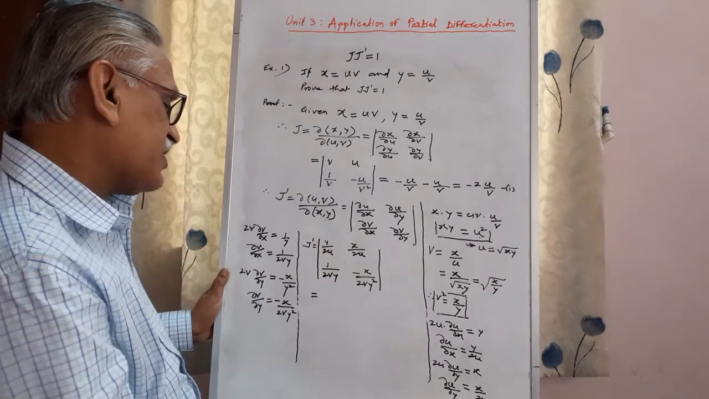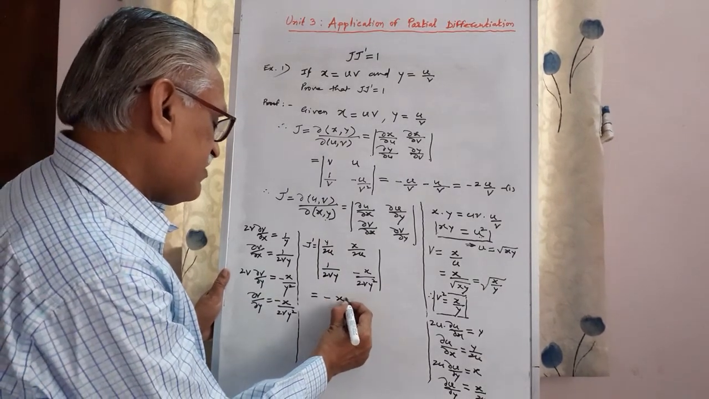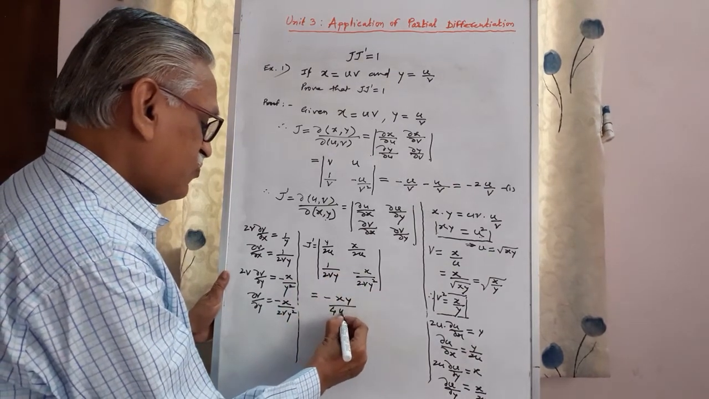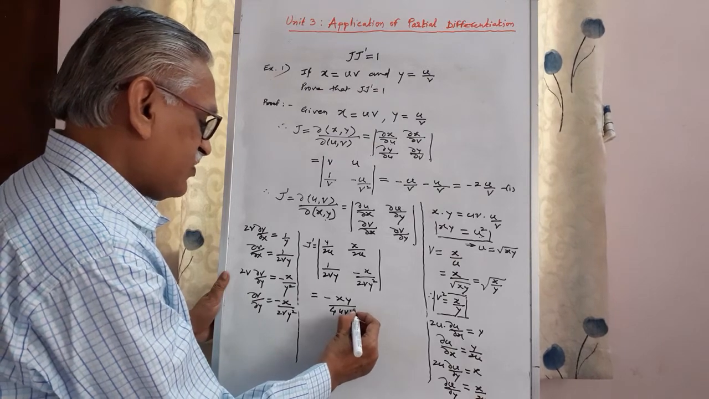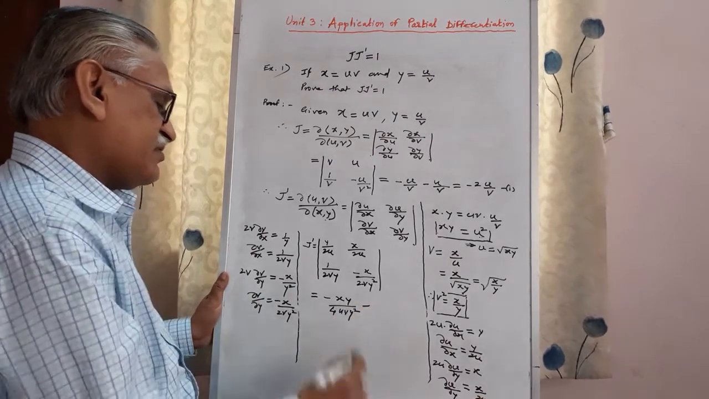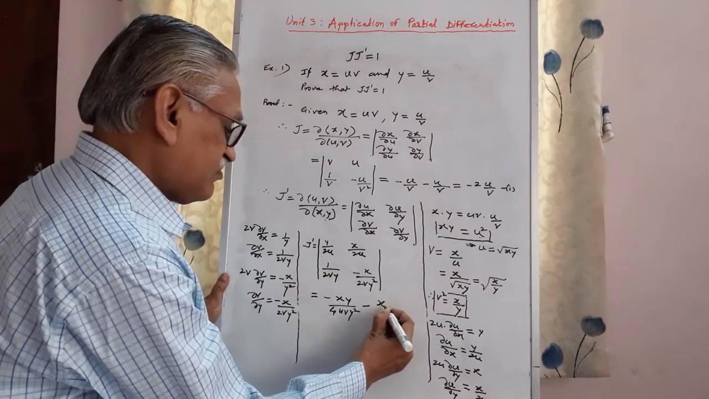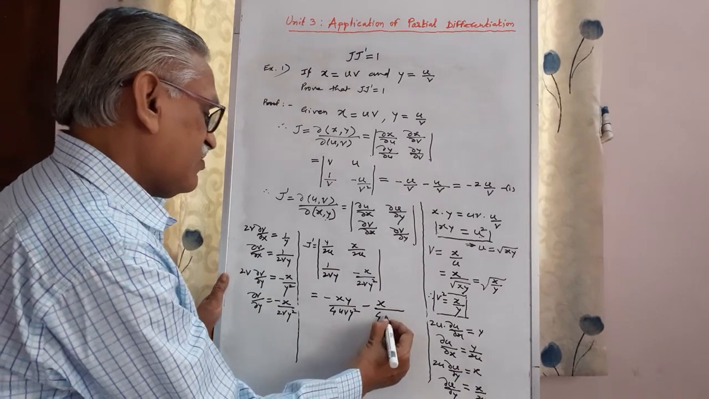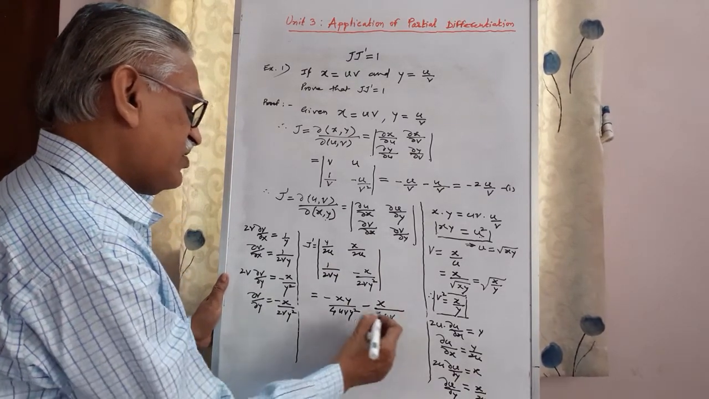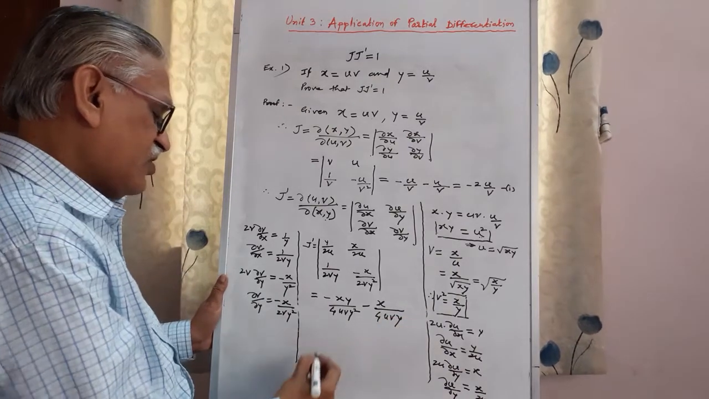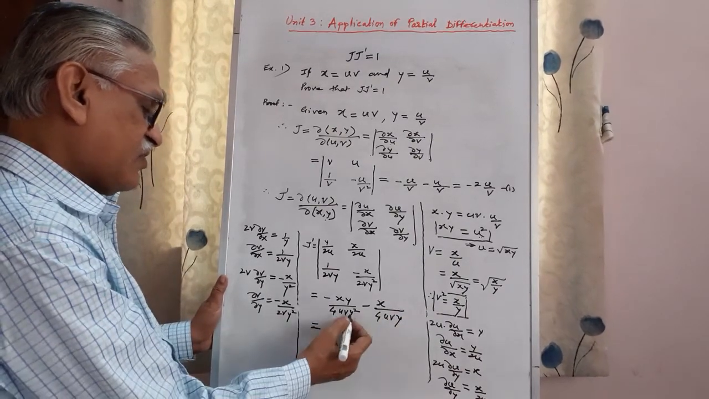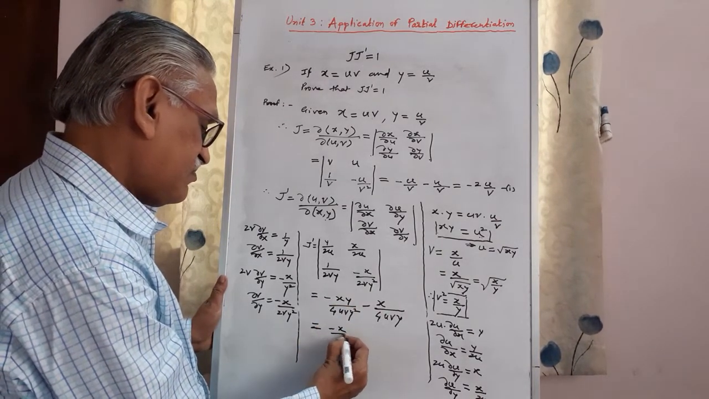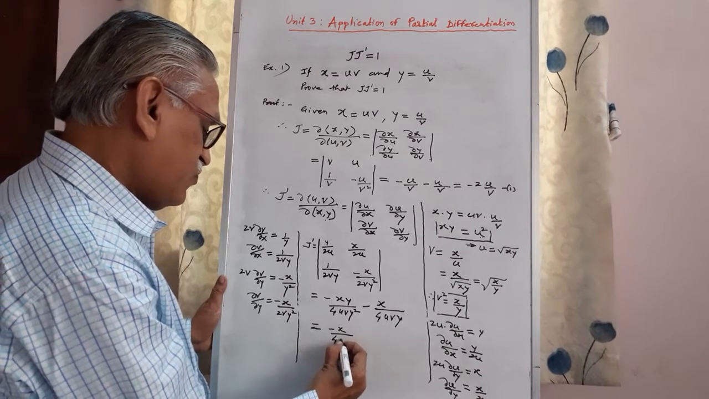Therefore, its multiplication is minus xy upon 2 to the 4 uv into y square, and minus x upon 2 to the 4 uv into y. Therefore if you simplify it, one y gets cancelled, therefore it is minus x upon 4uv.